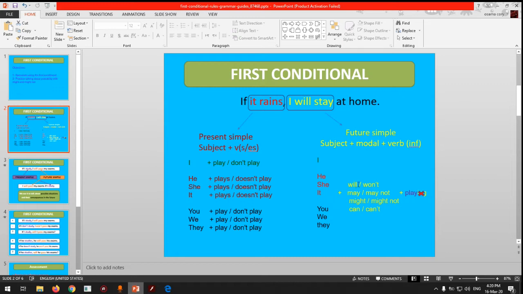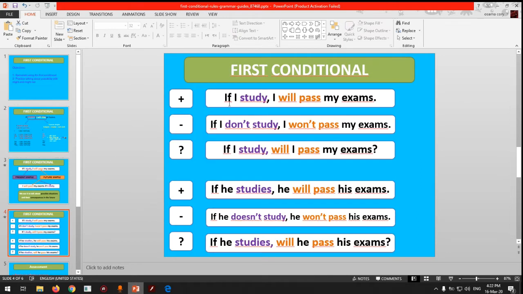It can be will, or may, or might, or can, or a negative won't, may not, might not, or can't, plus the verb in infinitive form. Infinitive means the verb without any addition. We can't add ing or ed or any other form of supplementary to the verb. Okay? So let's check it in the positive form.